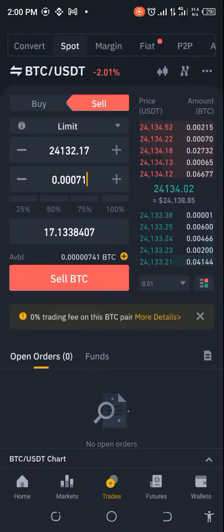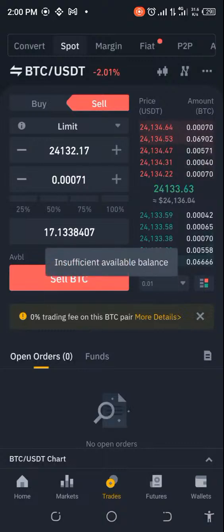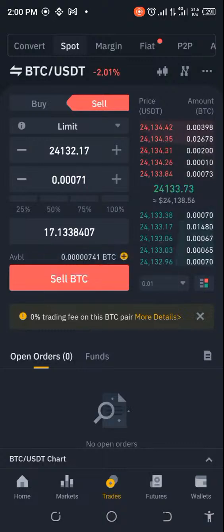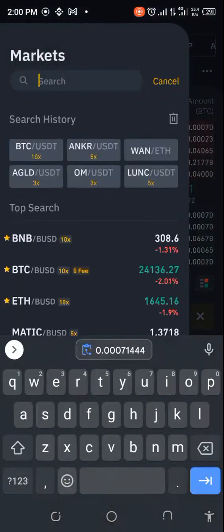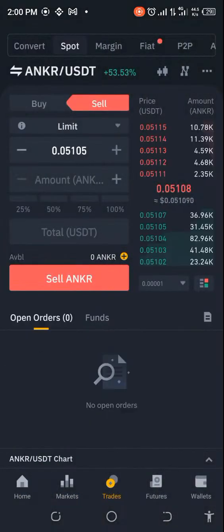Let's see that. Okay, it looks like we would be able to make profit because we had to subtract part of that decimal point. Okay, let me go back and see how this would go. I'm sure definitely we're going to make a profit. I had to subtract part of it. So let me go back to ANKR USDT.